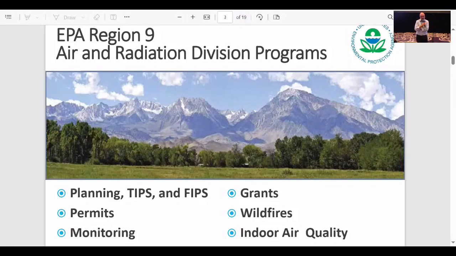We do issue permits. We also do permit oversight. I mentioned monitoring. Obviously, that's a big thing: understanding your own air quality is really important to us. We give out grants. We're doing a lot of expanded work in wildfires, so that has its own slide as well. And of course, we do have non-regulatory work on the indoor air quality side. So I'll go into that.